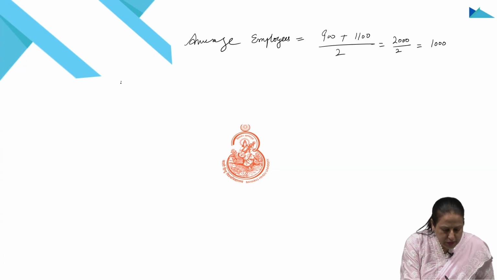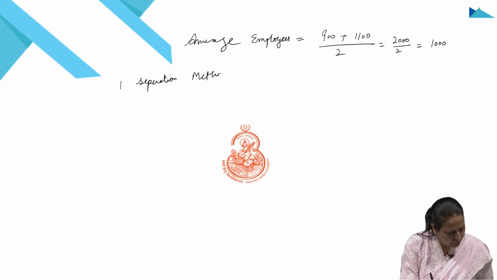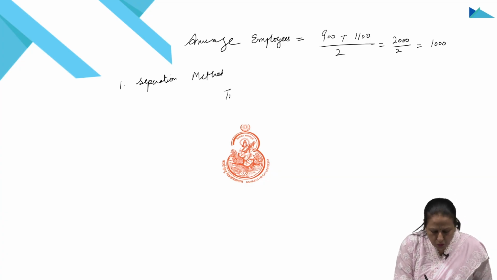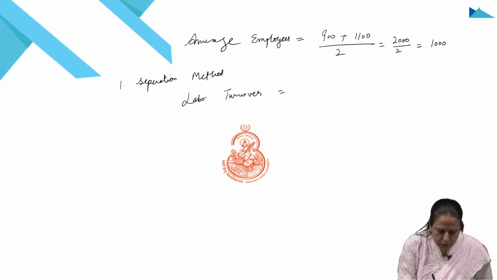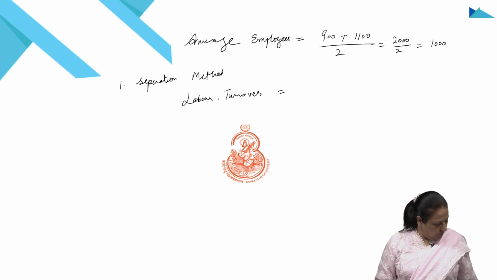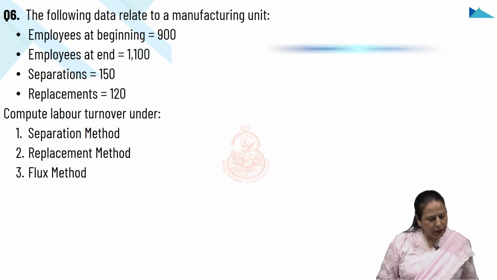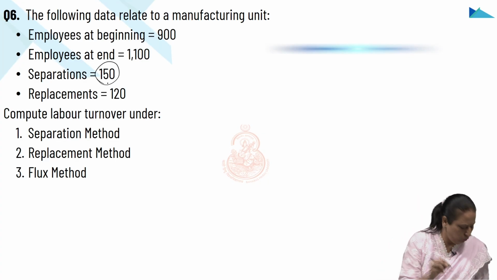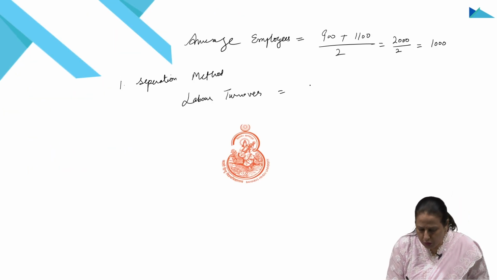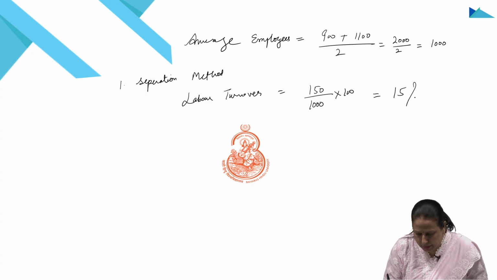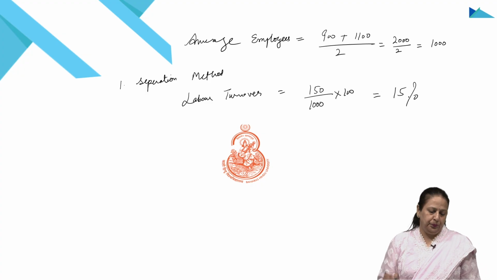So, using the first method, that is the separation method, my turnover would be the number of separations, which in the question is given as 150. So, it would be 150 divided by 1000 into 100 comes to 15% as per the separation method.